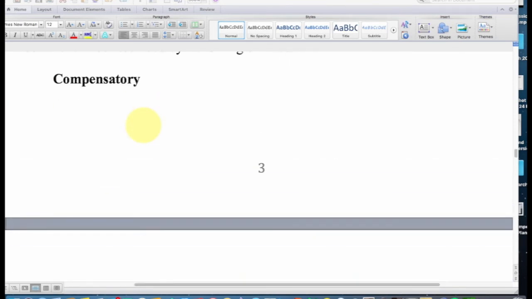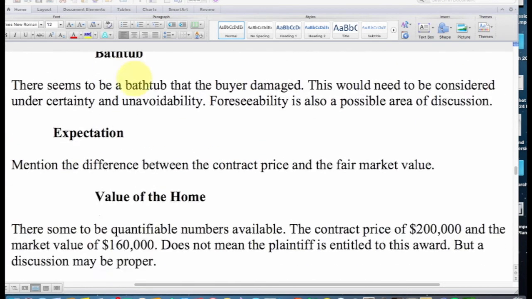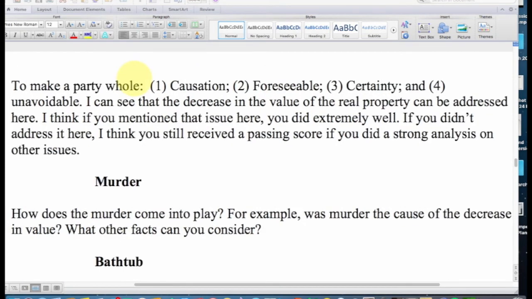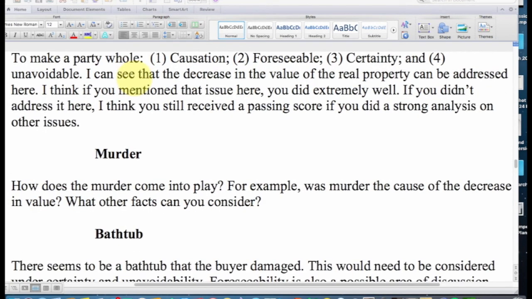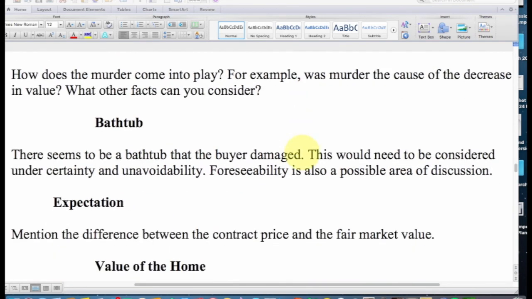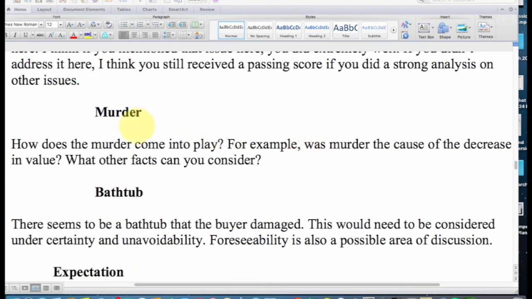Compensatory damages. I want to say this about compensatory damages, that this has various categories. For example, it has expectation, consequential, reliance, incidental damages, but it also has its own elements, as we can see here: causation, foreseeability. And I think there's where you could have mentioned the decrease in the value of the property. And I think if you did address that issue here, you did extremely well. And if you did not address it, I think you could still receive a passing score if you did a very strong analysis on the other issues. And there was a murder and the bathtub. You could definitely take these elements: causation, foreseeability, certainty, and address these facts.